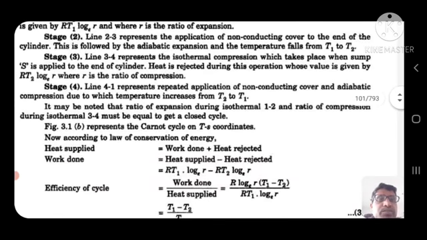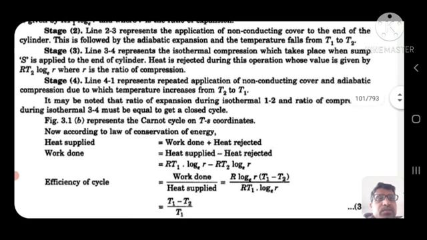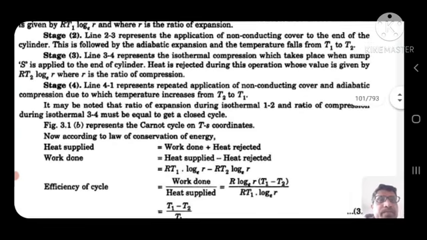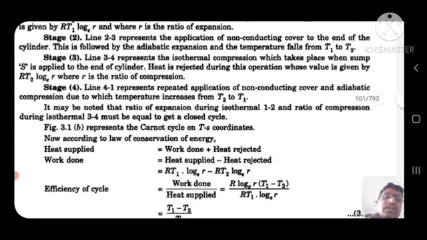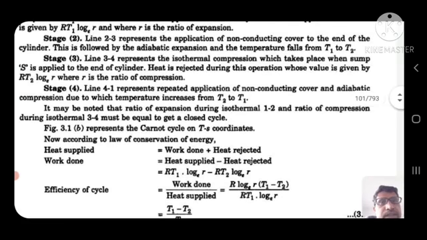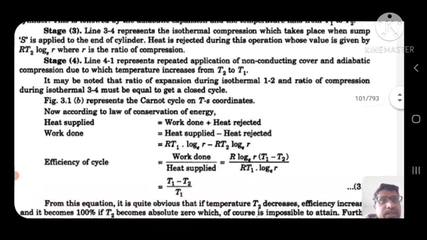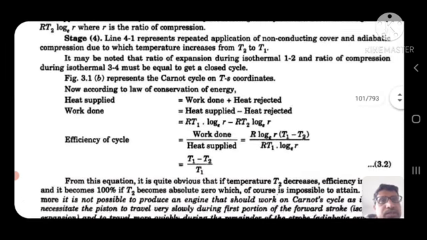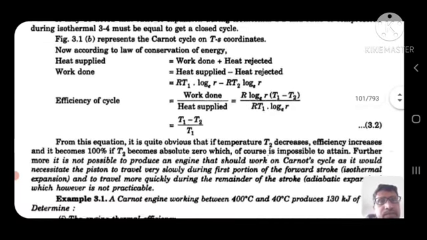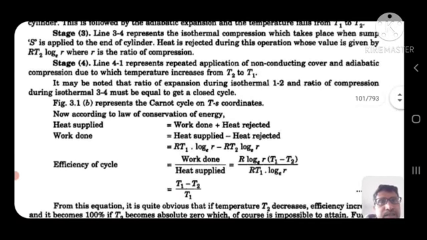Stage 2: line 2 to 3 represents the application of the non-conducting cover to the end of the cylinder. This is followed by adiabatic expansion and the temperature falls from T1 to T2. Stage 3: line 3 to 4 represents the isothermal compression which takes place when the sink is applied to the end of the cylinder. Heat is rejected during this operation, whose value is given by RT2 log_e r, where r is the ratio of compression or compression ratio.